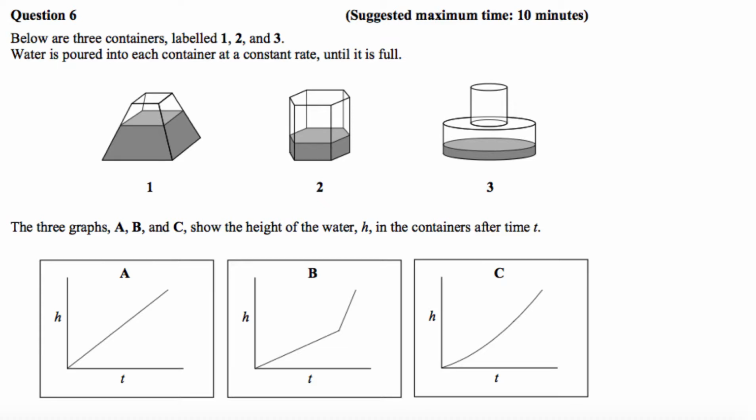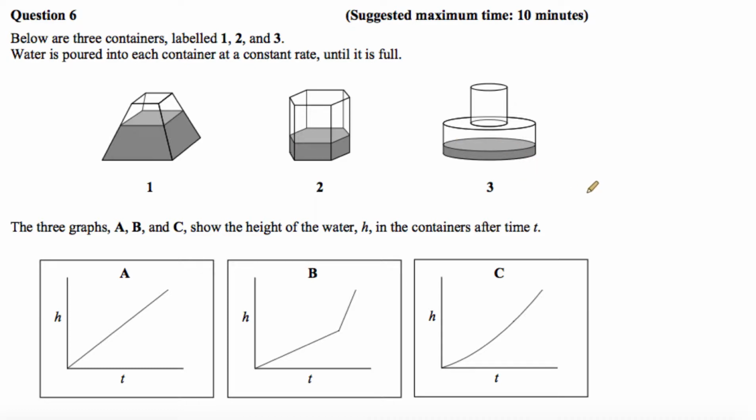So this is the 2014 Junior Cert High Level Paper 1 and we're looking at question number 6. Below are 3 containers labelled 1, 2 and 3. Water is poured into each container at a constant rate until it is full. So we have our 3 containers here.